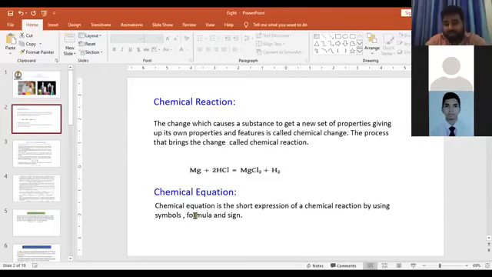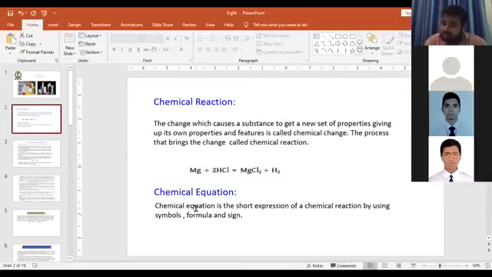Okay, what is chemical equation? To form a chemical equation, the condition is left side, right side, and equal sign. The left side of the equation is reactant. The right side of the equal sign is product. So chemical equation is the short expression of chemical reaction by using symbol, formula, and sign. For elements, use symbol, but for compounds, you have to use formula. This is magnesium. The symbol of magnesium is Mg. The formula of HCl is HCl. The formula of magnesium chloride is MgCl2, and the formula of hydrogen is H2. So the short expression of chemical reaction is called chemical equation.